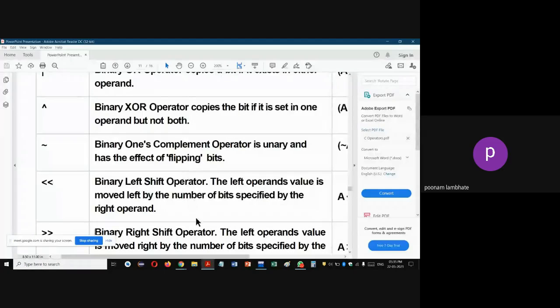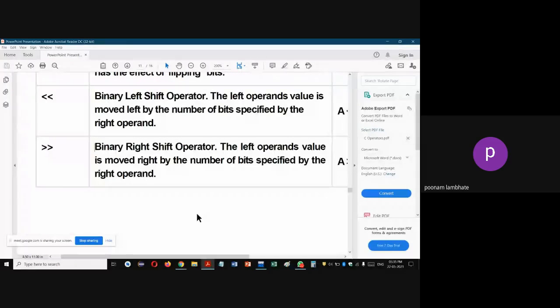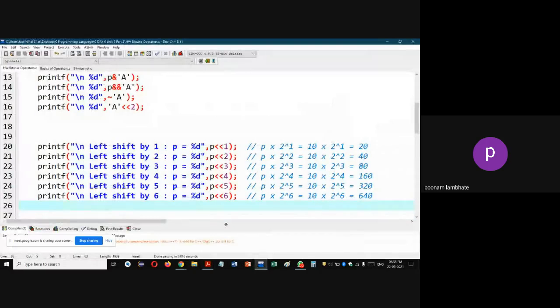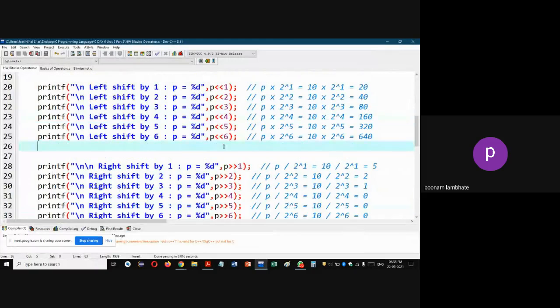So let us see the programs of shifting operator. See here, every time when you shift a number, you can shift it by either one place or two places or three places or up to n places, either towards the left or towards the right.